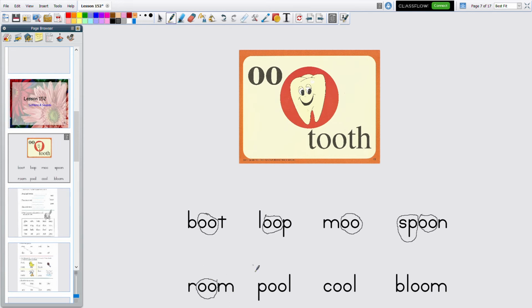Room. Another one. O-O. Pool. And then this one is cool. It's cool out there today. BL, bull in block, BL, and oo in tooth, O-O. Let's read it. Bull, bloom. Okay, I'm going to go ahead and clear that because we are going to the next slide.